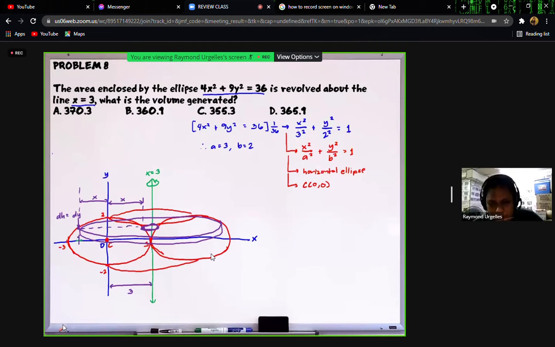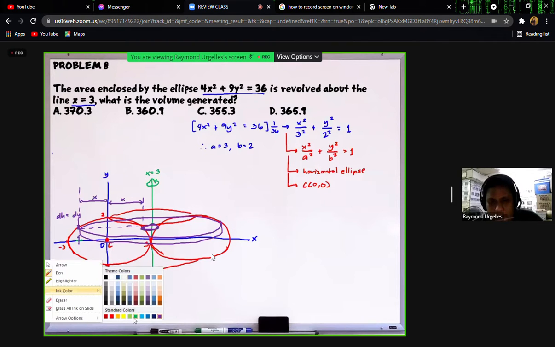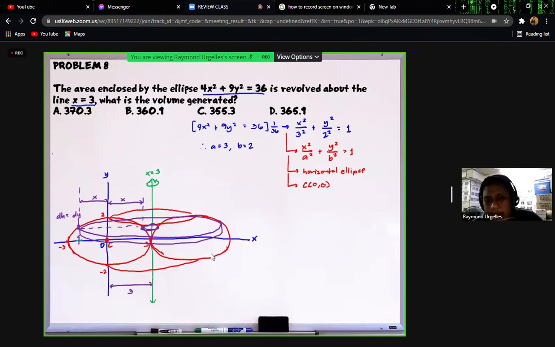So what are the radii that we need? First, the inner radius of the hole is this one. We can see that it is the same as this one. Since this is 3 units and this is x units, this should be 3 minus x units.